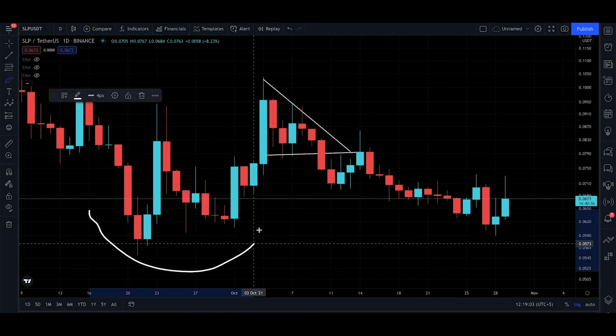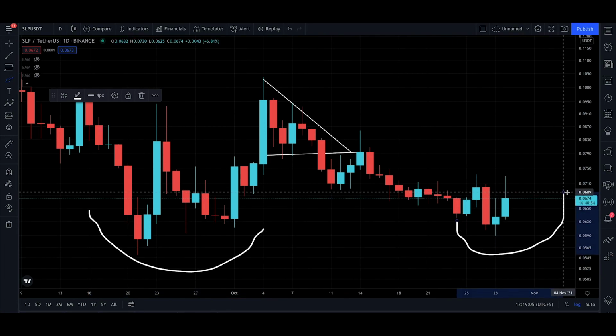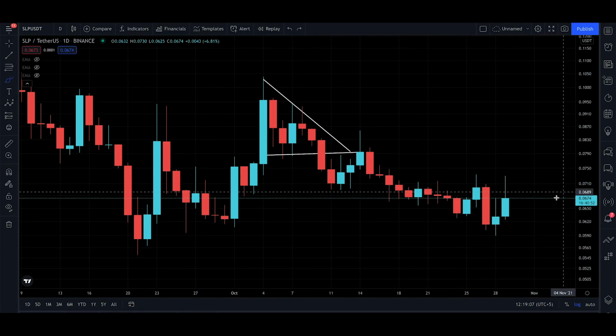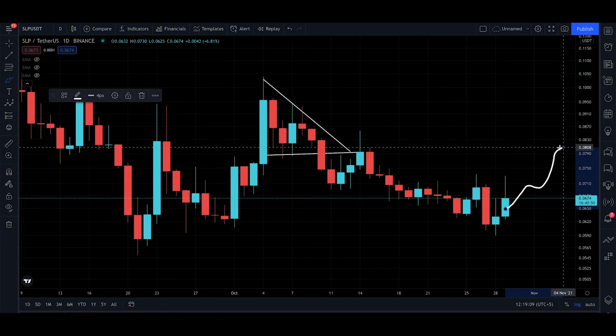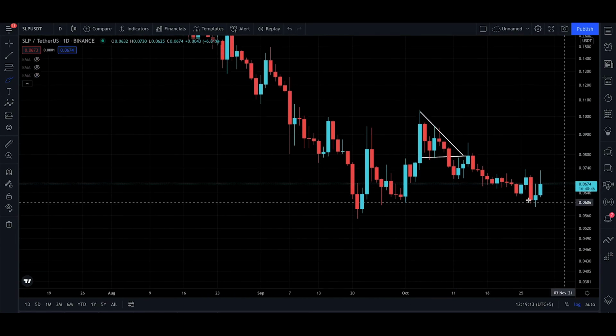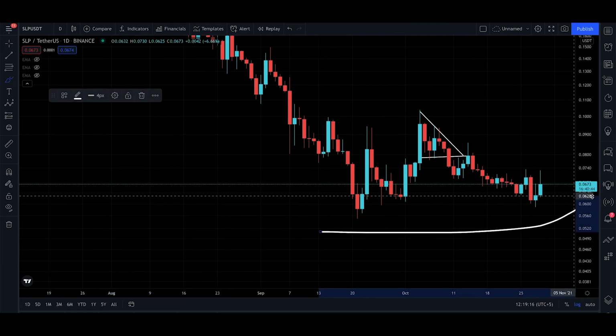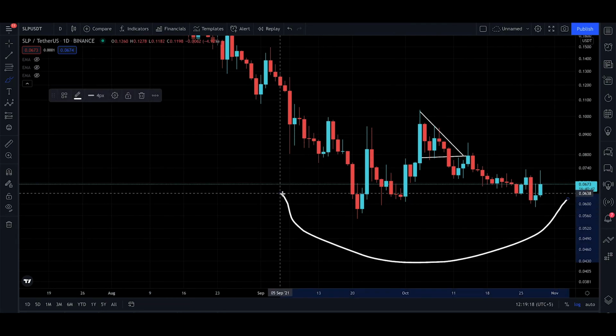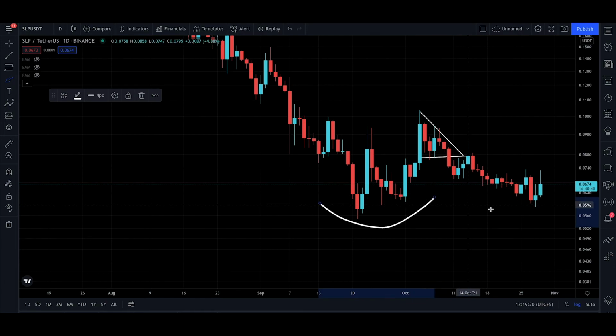We were potentially gonna make a double bottom. Look, we are making a double bottom right now. Okay, I do think the trend is starting to reverse once again for SLP, and I'm getting bullish. Okay, I'm really getting bullish. Like, I do read the charts, okay?